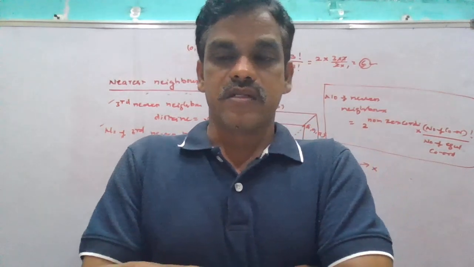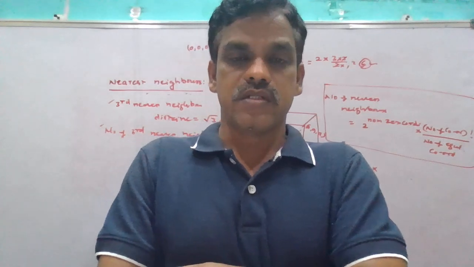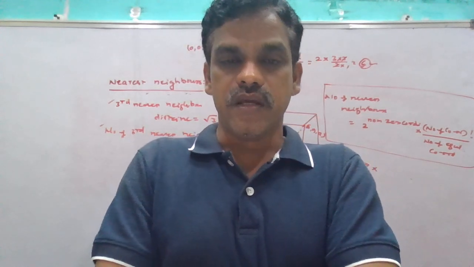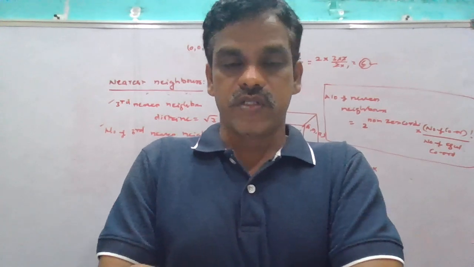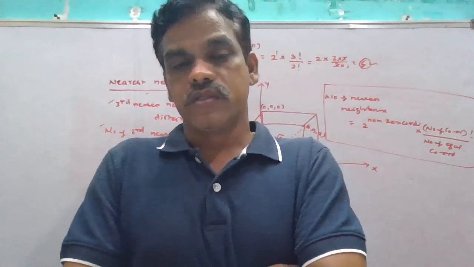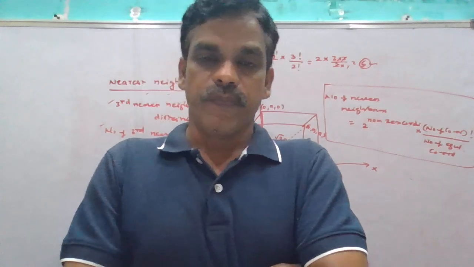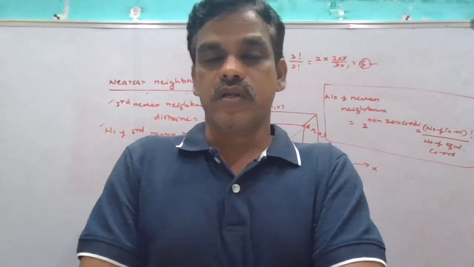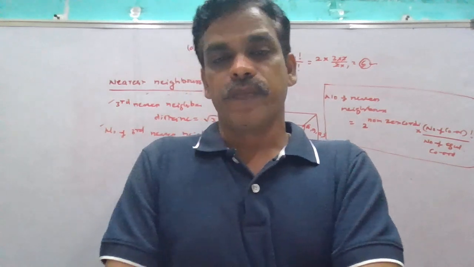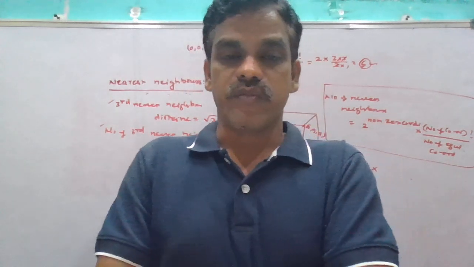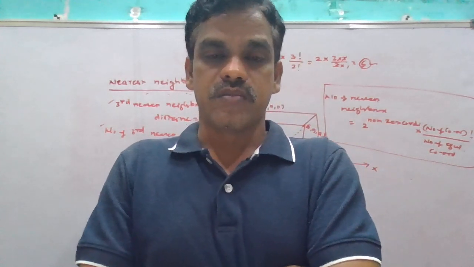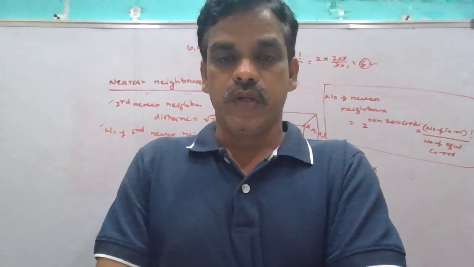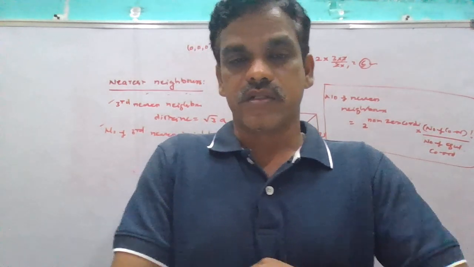Then I discussed nearest neighbors. The first nearest neighbor distance for simple cubic is a, and the number of first nearest neighbors will be 6. The second nearest neighbor distance will be root 2 a, and the number of second nearest neighbors will be 12. The third nearest neighbor distance will be root 3 a, and the number of third nearest neighbors will be 8. So these concepts I discussed today. I will discuss the next characteristic of simple cubic tomorrow.